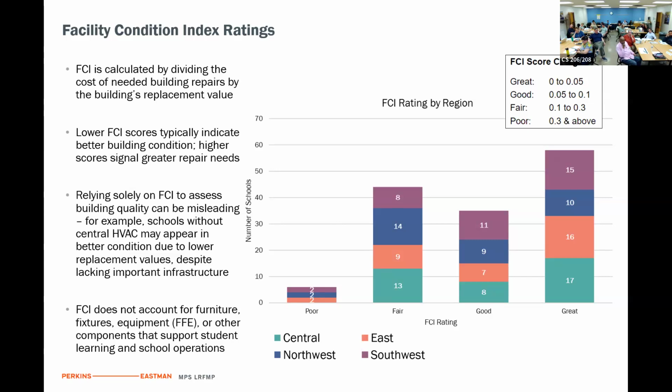The reason for doing that is FCI can be thrown off when you have some buildings that are air conditioned and some that are not. Buildings that have air conditioning systems tend to look like they have worse FCI scores because they're higher costs for replacement, and deferred maintenance costs tend to be higher because HVAC systems are expensive. So creating that composite score was a way to try to balance that out, knowing that air conditioning is a very valuable feature in buildings in the district.